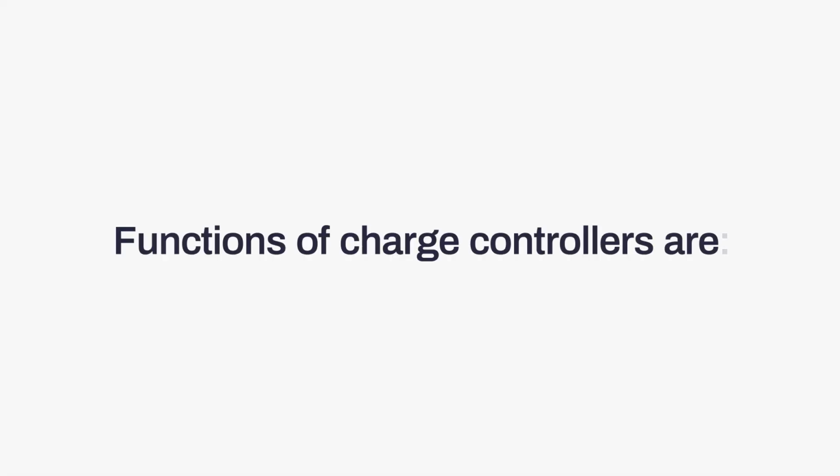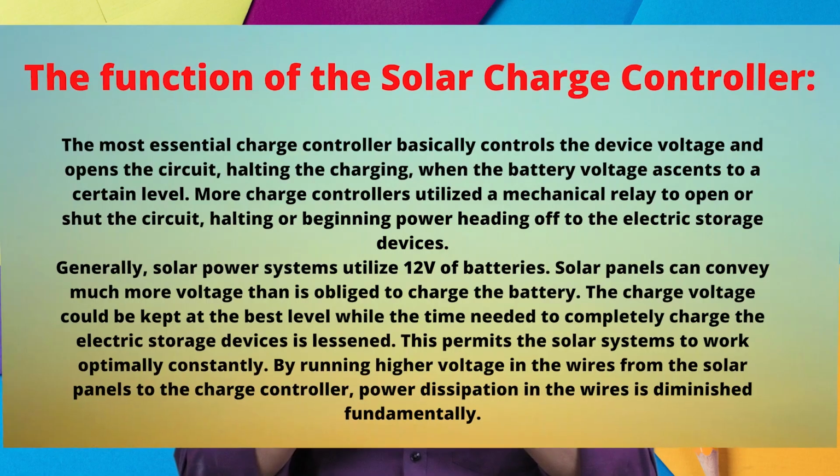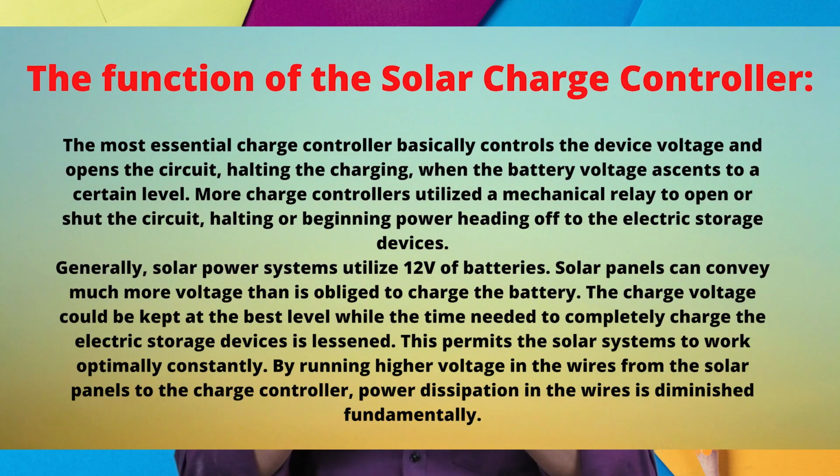Now we have to understand how a charge controller functions. The most basic charge controller controls the battery voltage and opens the circuit, halting the charging when the battery voltage rises to a certain level. Most charge controllers use a mechanical relay to open or close the circuit, halting or starting power going to the electric storage device.